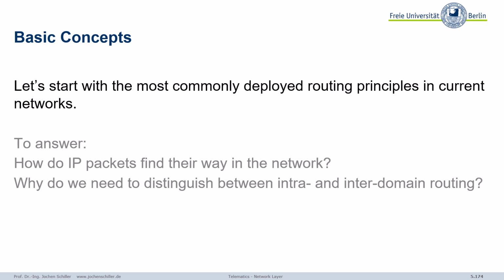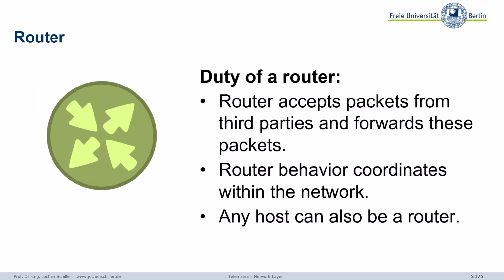So what is the main component? It's a router. In a very simple form, a router accepts packets from whoever, third parties, and forwards them. And somehow all the routers have to be coordinated. Routers can be explicit machines in the internet, real, expensive, big devices, but a router could also be any host, so you can simply use special routing software.